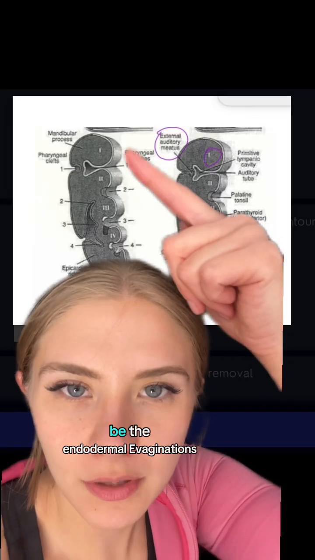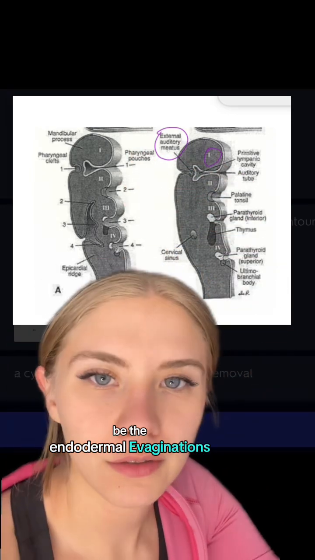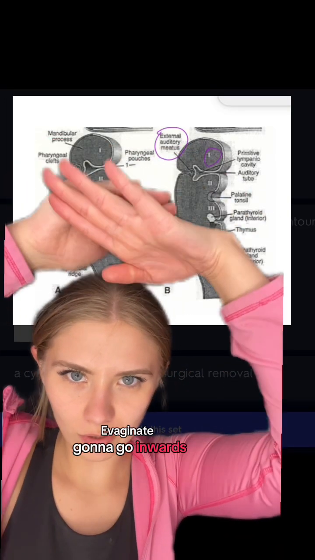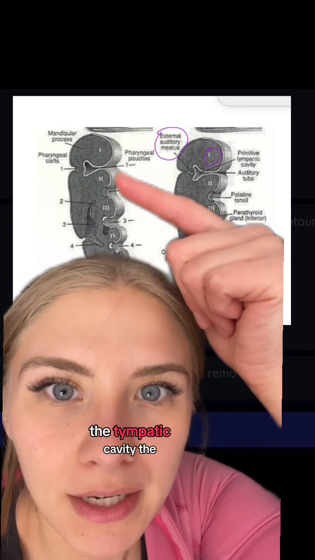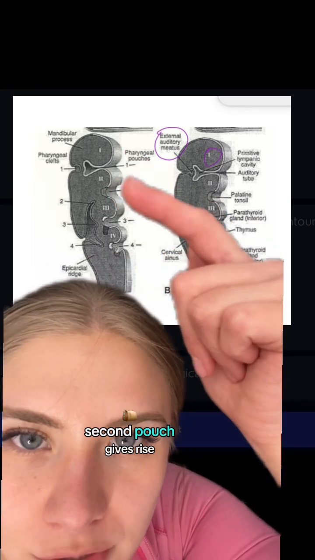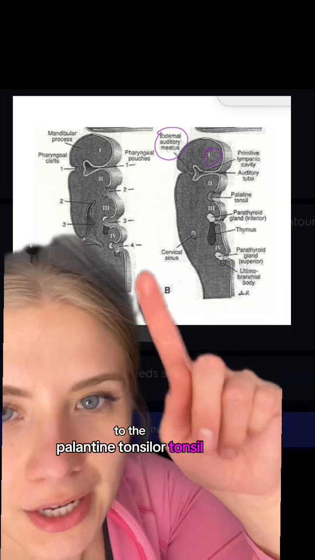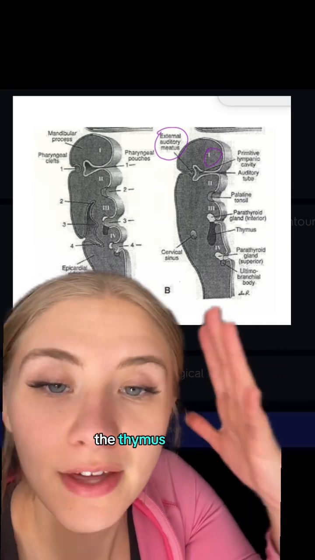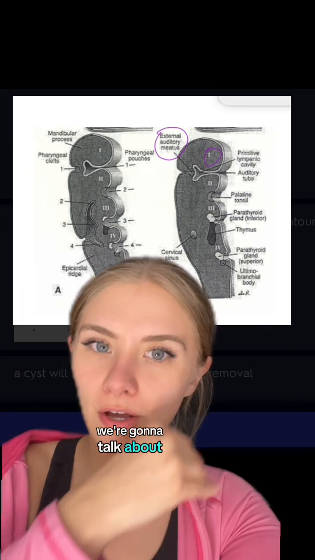The pouches are going to be the endodermal evagination from the lateral linings of the wall, it's just going to invaginate, it's going to go inwards. So this first one creates that eardrum, the tympanic cavity. The second pouch gives rise to the palatine tonsil. And then these 3, 4, and 6, they give rise to the thymus and the thyroid areas. Next video, we're going to talk about how the face is formed.